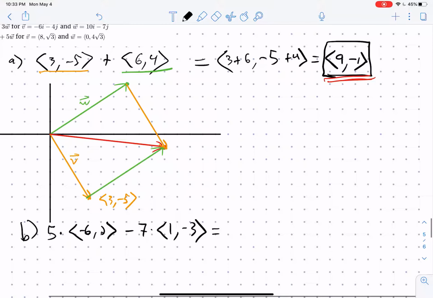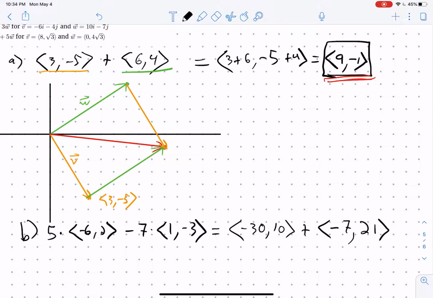So to begin, we do 5 times negative 6 and 5 times 2. And that gives us negative 30, 10. And then here you can either multiply by 7 and keep a subtraction in the middle, or you can multiply by negative 7 and change that to a plus in the middle. I'm going to take the latter option. I'm going to change that to a plus, and multiply negative 7 times 1 and times negative 3. So negative 7 times 1 is simply negative 7. Negative 7 times negative 3 is positive 21.